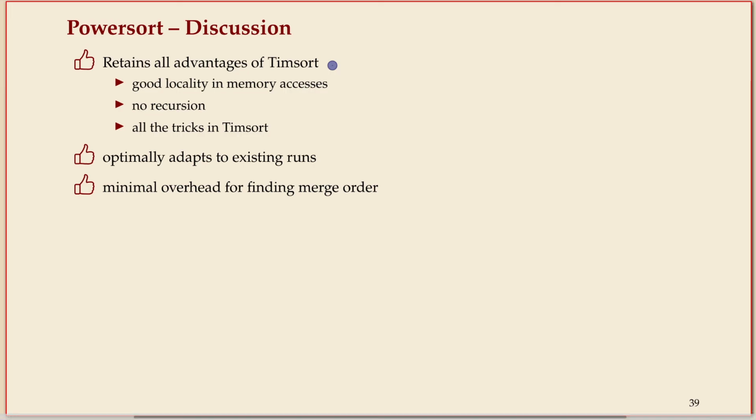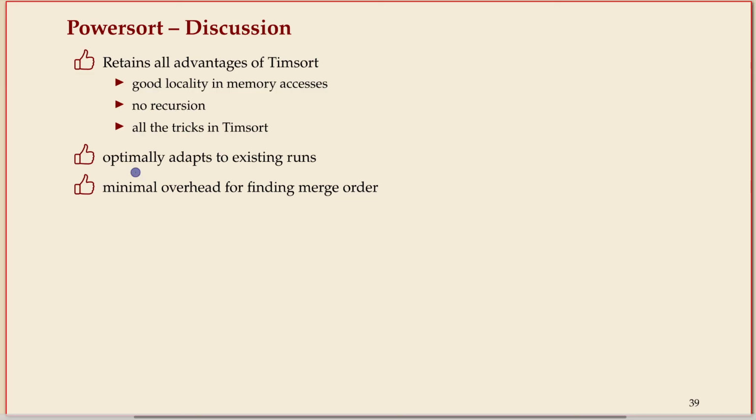To wrap up, first of all, Powersort is a replacement for one part in Timsort, namely the merge policy, that part that decides when and in what order to merge runs. All of the other things where the code for Timsort works well is not changed, so that's all kept. And that's the locality of reference. It's not having recursion, which is useful for space, and some other tricks like the galloping merges.